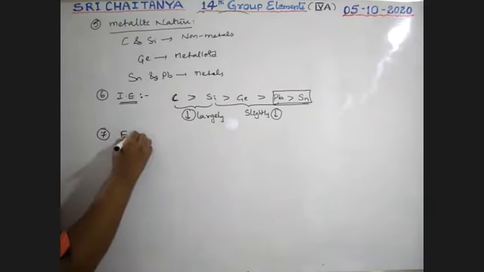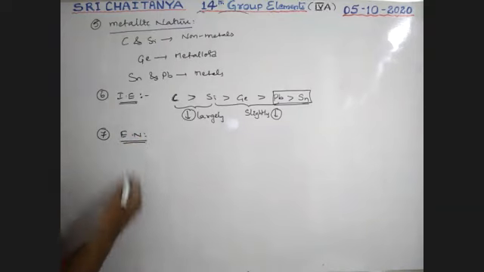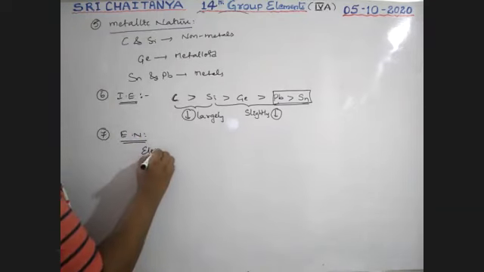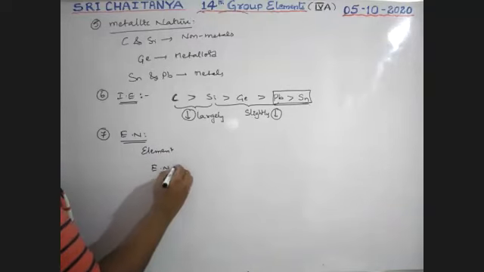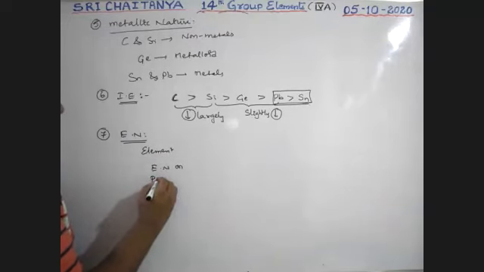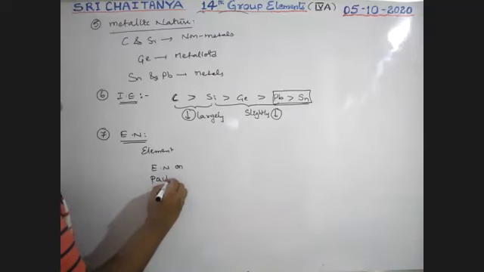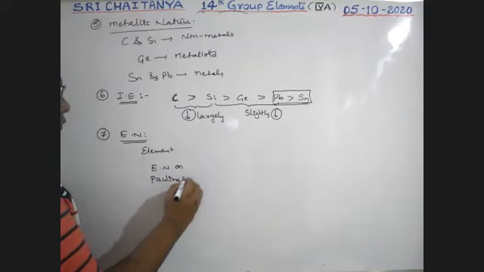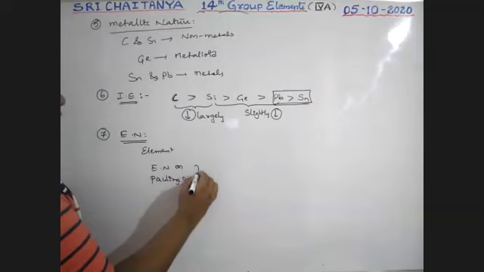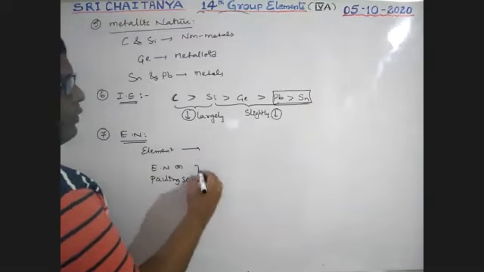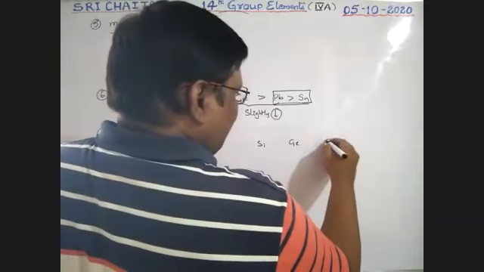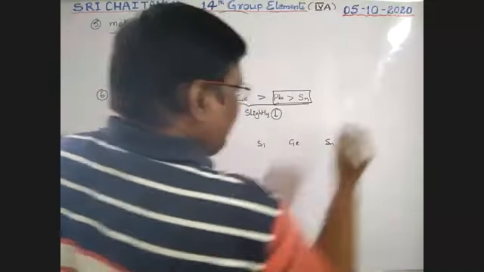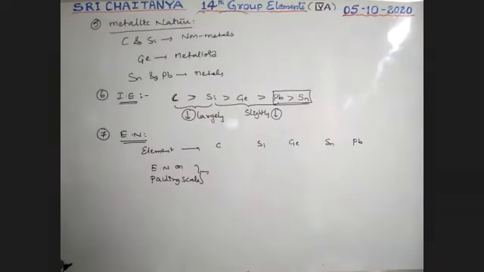Seventh one, that is electronegativity. Let us observe the values. So our elements and their electronegativity on the Pauling scale: carbon, silicon, germanium, tin, lead.